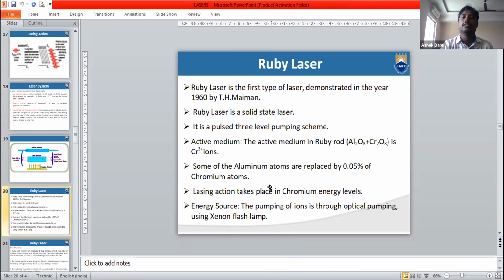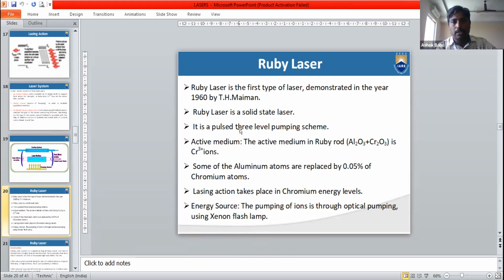Now, the ruby laser. The first type of laser, demonstrated in 1960 by T.H. Maiman, is a solid state laser. There are different types of lasers: solid state laser, gas laser, liquid laser, and semiconductor laser. In these, the ruby laser is the example for solid state laser, and the helium-neon laser is the example for gas laser.